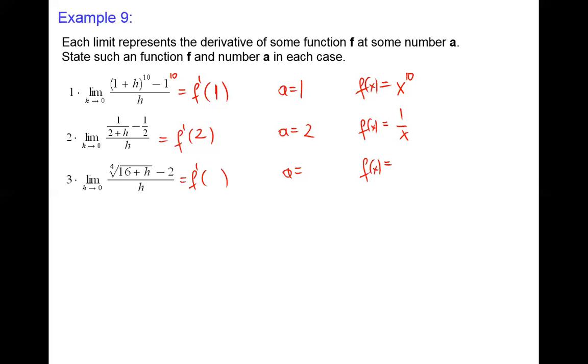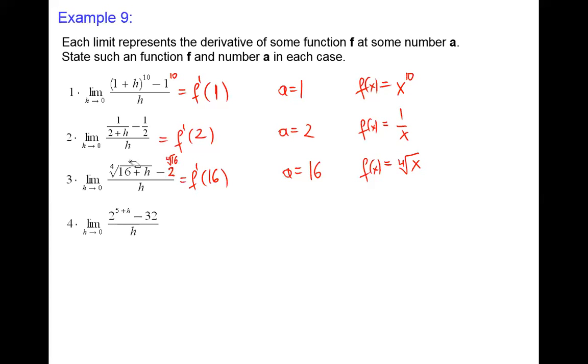You can type, yes, that's actually really good: x to the power of 1/4 is the 4th root of x. A good way to write the function, because we don't have the root symbol on the keyboard. And what is the value a? That's always tricky. Actually, it is 16, because it's not 2. This is the 4th root of the function, the 4th root of 16. Really good, 16. Derivative of the 4th root at 16.